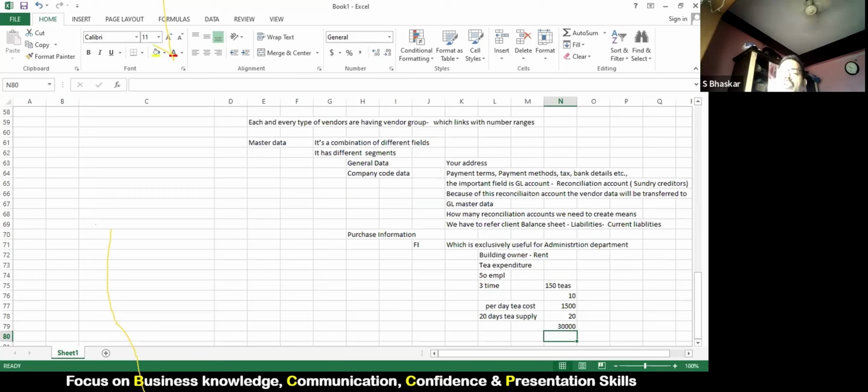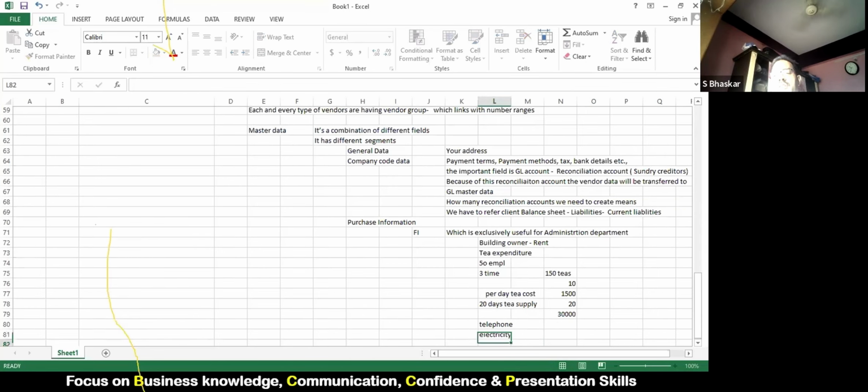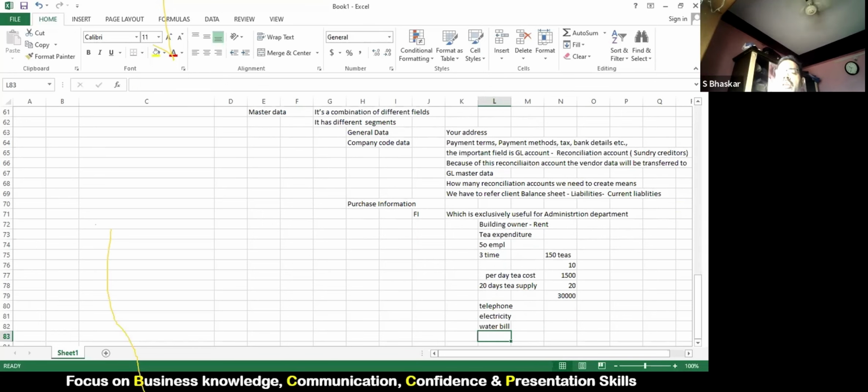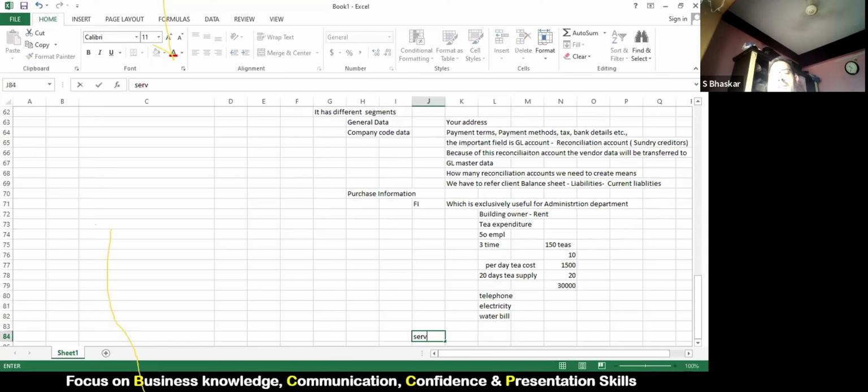So you are going to create one vendor, and every time they supply the tea, you are going to sign on how many teas you received. Whenever you are making the payment to the vendor, you have to calculate this. Tea expenditure, telephone bill, electricity, water bill: whenever you are going to use different kinds of payments at your head office, all are your FI vendors, your service vendors, your vendors at your factory.